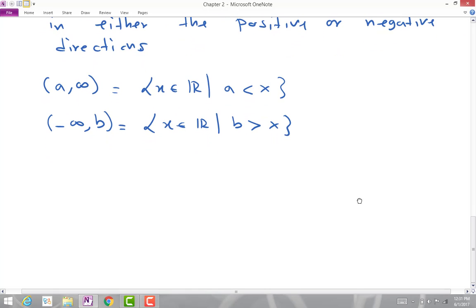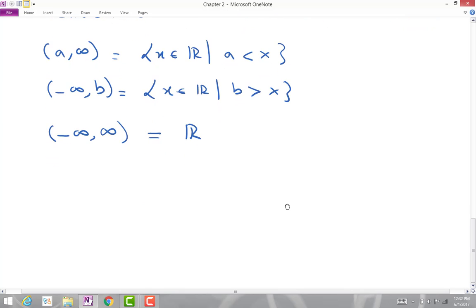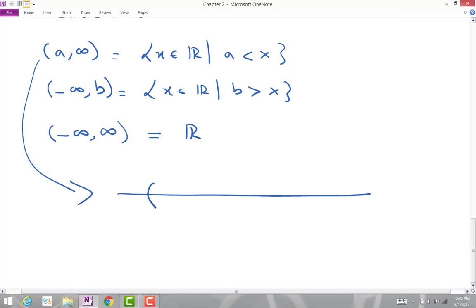And then we can define similar closed unbounded intervals. And also we can define negative infinity to positive infinity, and this is exactly the set of all real numbers. If I want to give an example, take the interval from a to infinity, which goes up to infinity.